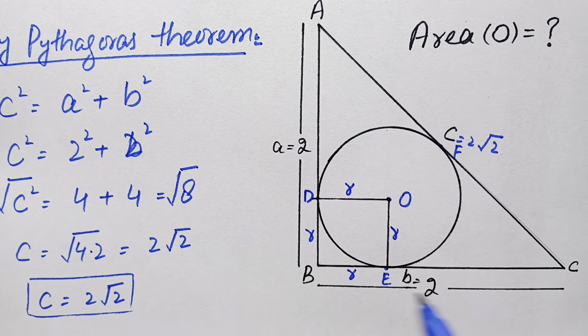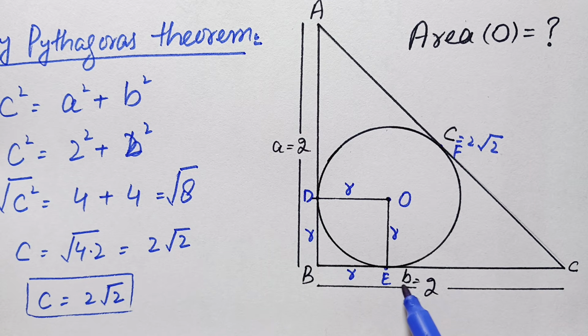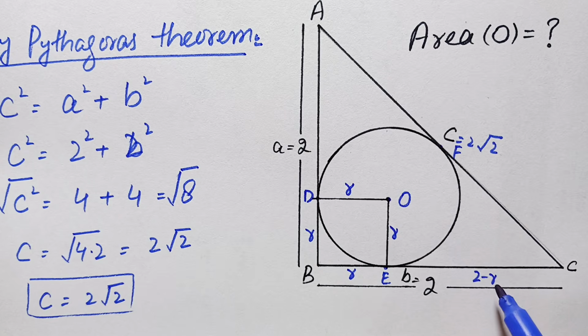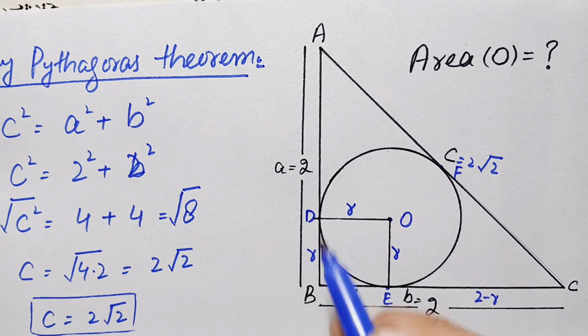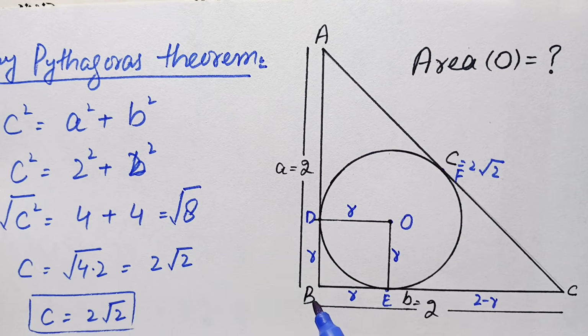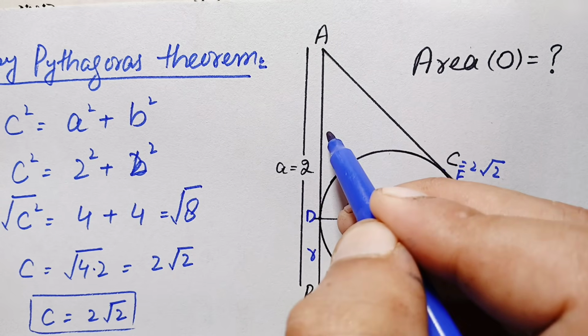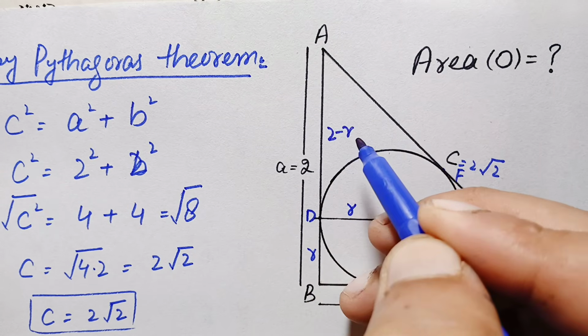Look at this side BC. Here the length of BC is 2 units, but the length of BE is R. So what will be the length EC? This will be 2 minus R units. Here this length AB is also 2 units. So this BD is R, so this AD will be 2 minus R.